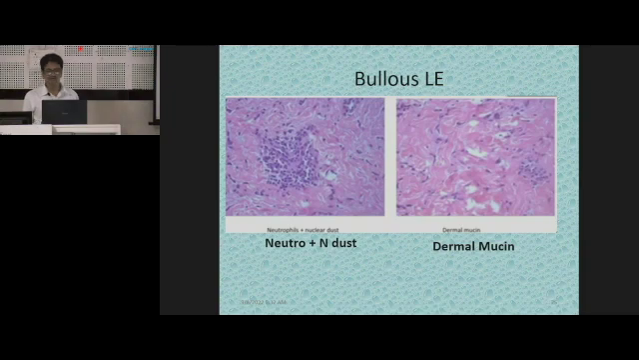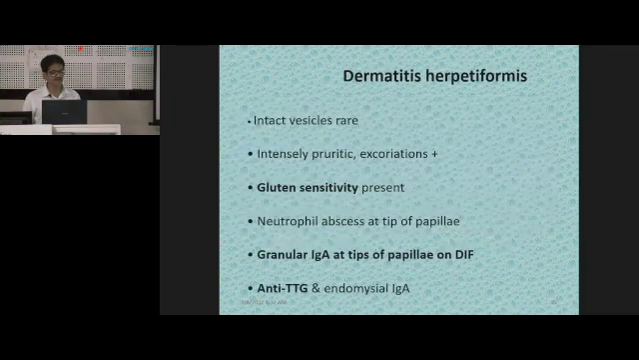Next condition and the last condition is the dermatitis herpetiformis. Here intact vesicles are rare in this condition. This actually has gluten sensitivity. So in India it is not very common. Secondly, it is intensely pruritic. That's why it causes excoriations, and intact vesicles you won't find.